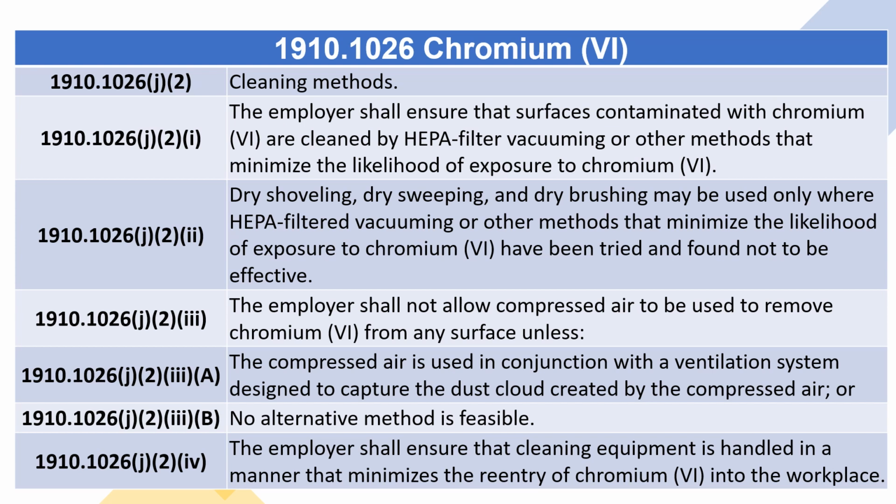1910.1026 (j)(2)(iii). The employer shall not allow compressed air to be used to remove chromium (VI) from any surface unless (A) through (B): the compressed air is used in conjunction with a ventilation system designed to capture the dust cloud created by the compressed air, or no alternative method is feasible.